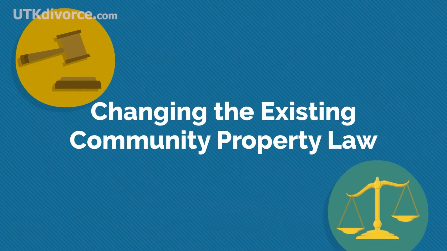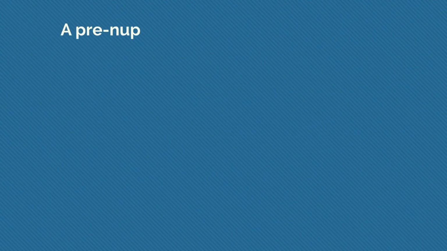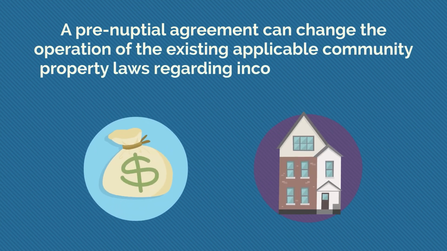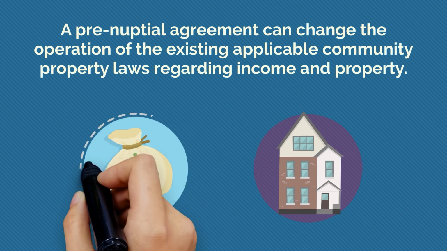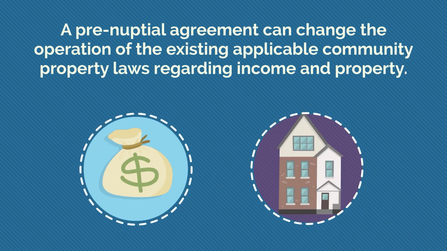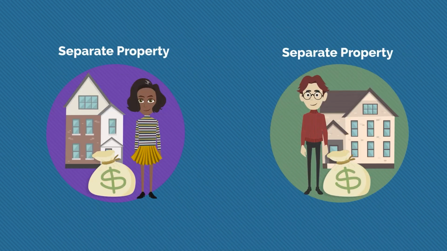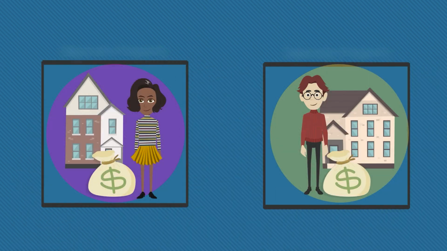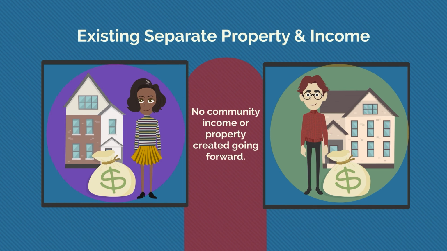Changing the existing community property law. A prenuptial agreement can change the operation of the existing applicable community property laws regarding income and property. A prenuptial agreement can change existing community property laws to ensure that earnings and property of each party remain the separate property of the earner-owner.